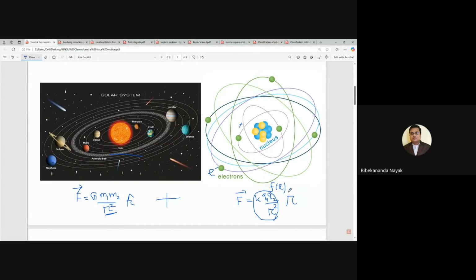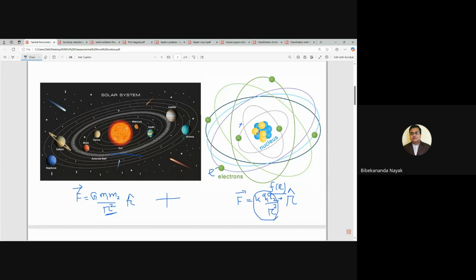Okay. And actually, F of r times r cap. If this function F of r is a scalar quantity and it is positive, then the force is a repulsive force. If this F of r is a negative quantity, then the force is an attractive force.